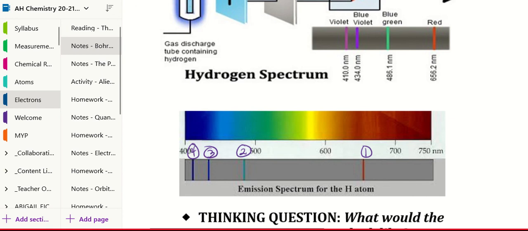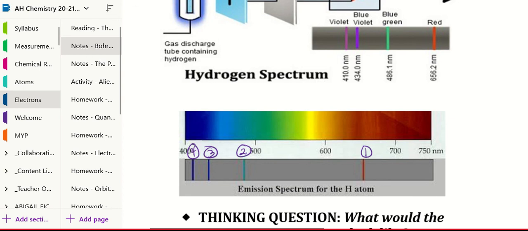So, let's think about, so this is emission, meaning the electrons absorbed energy and then gave off energy, right? So this would be detecting the emission. So an electron moving from what? Higher to lower or lower to higher? Higher to lower. It's giving off energy.